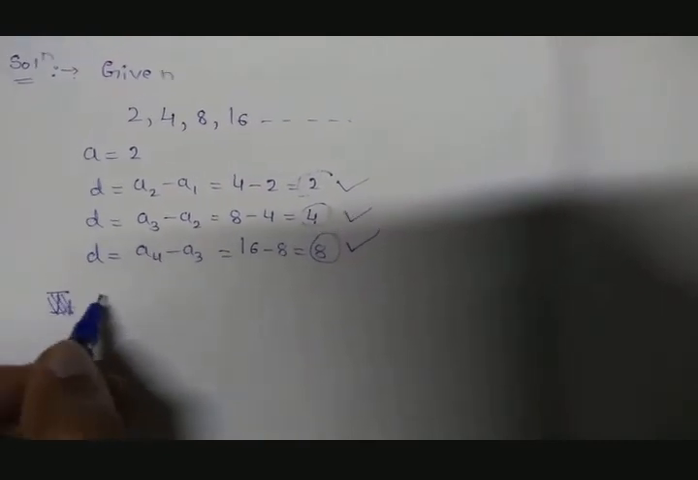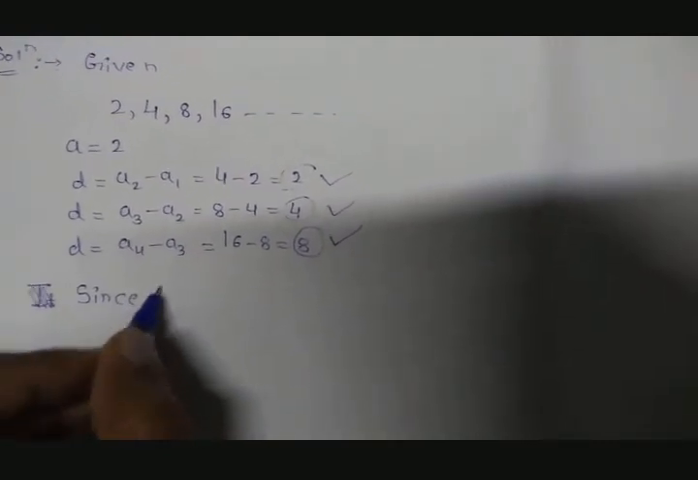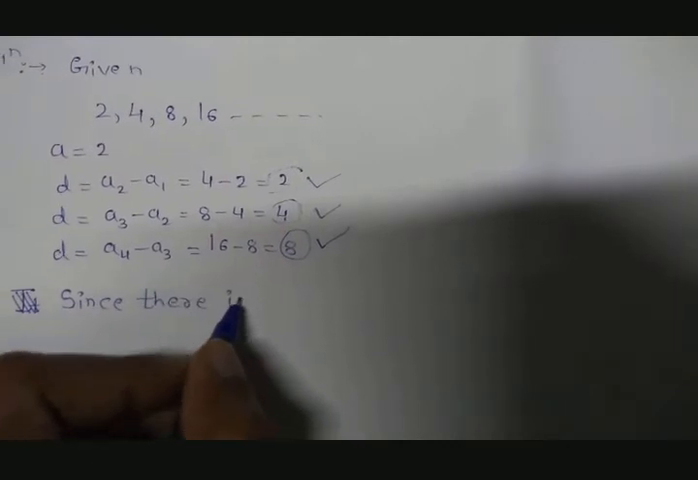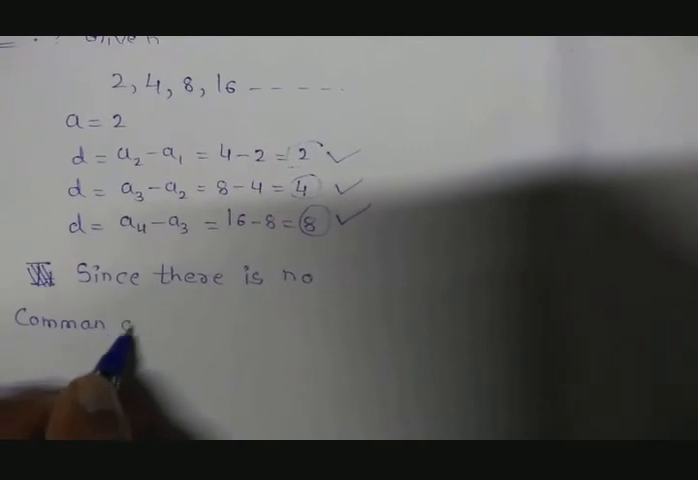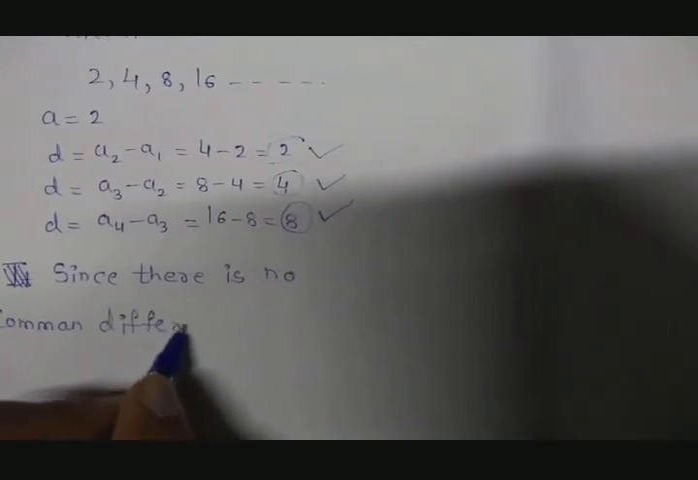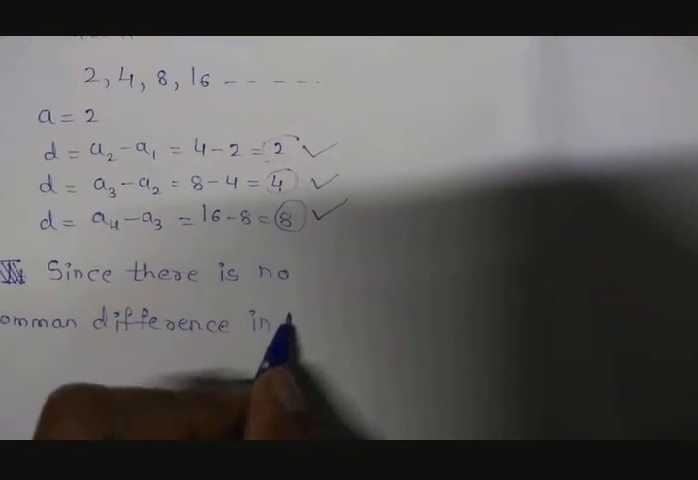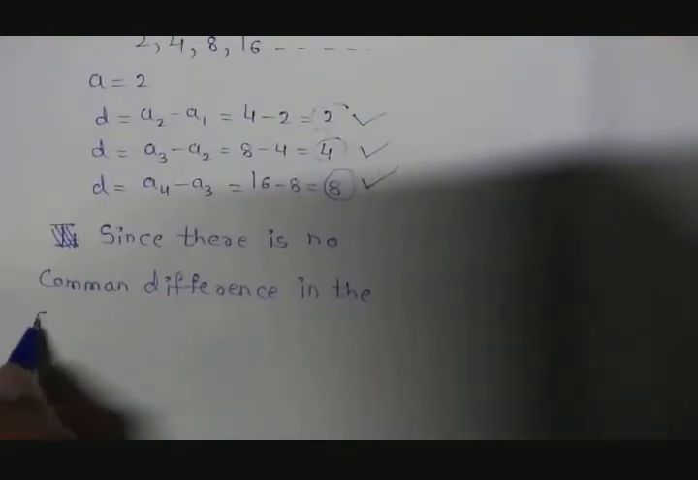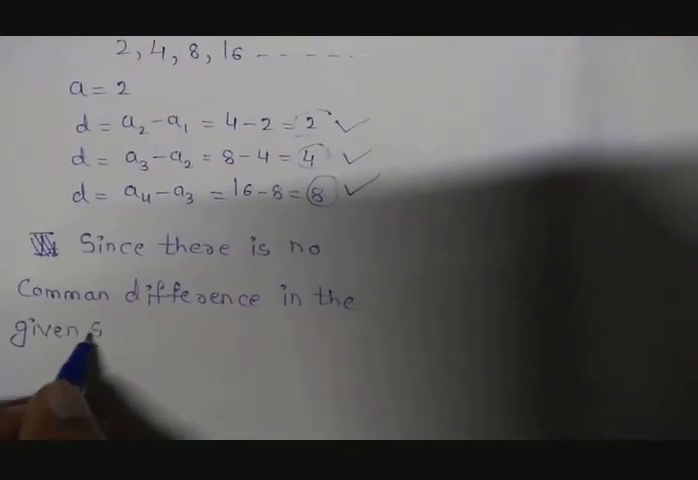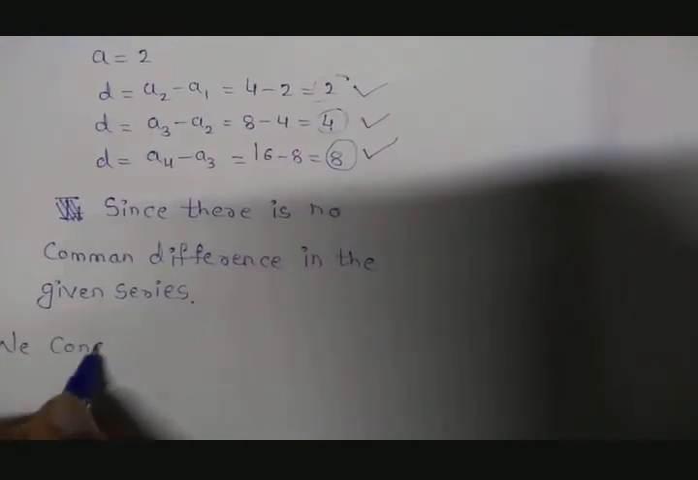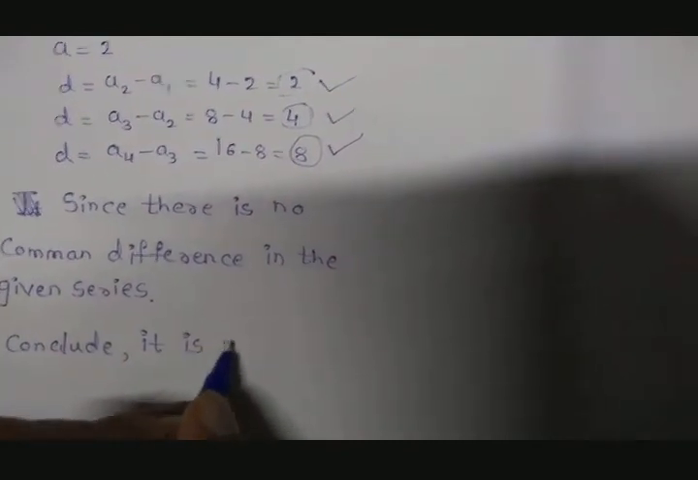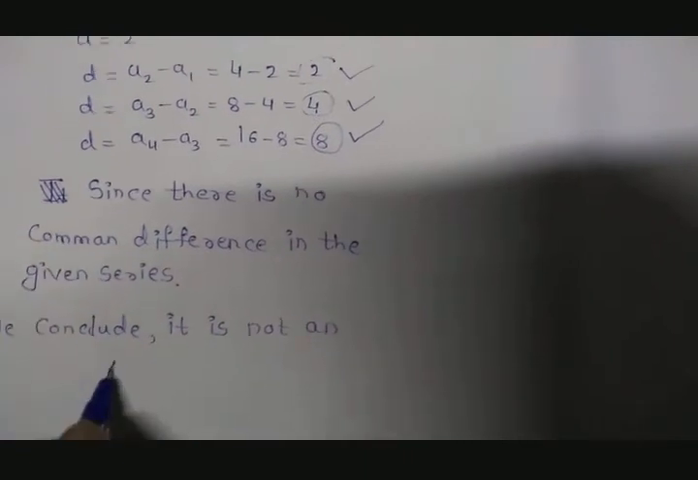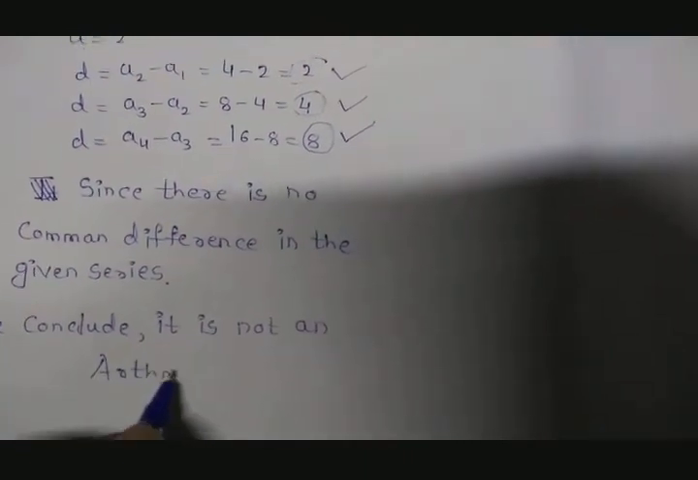We have to write the reason first: since there is no common difference in the given series, we conclude it is not an arithmetic progression.